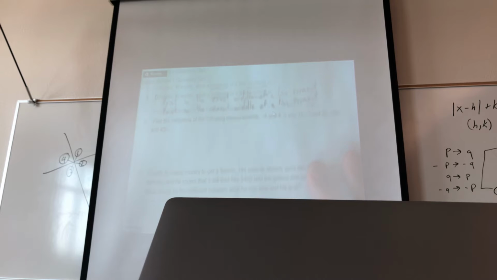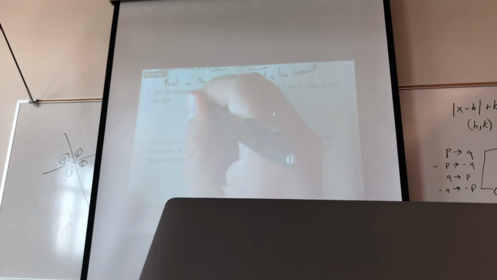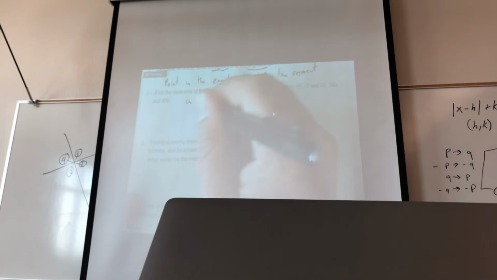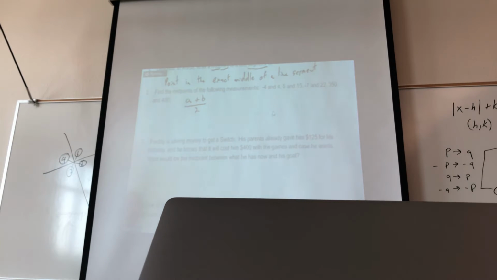Question number 2, find the midpoints of the following measurements. The way to find a midpoint is to take the first endpoint, add the second endpoint, and then divide that by 2. You basically take the average of those two numbers, and that will be the point in the middle. -4 plus 4 is 0, divided by 2 is 0. 5 plus 15 is 20, divided by 2 is 10. And hopefully on those first two, you should have been able to just figure that out looking at it. But if you can't, there's a formula.